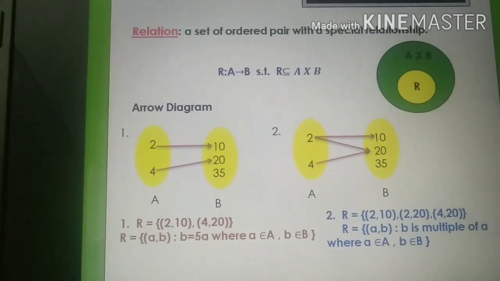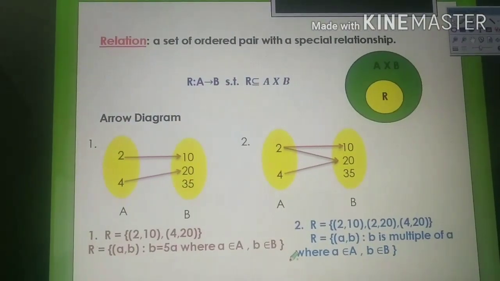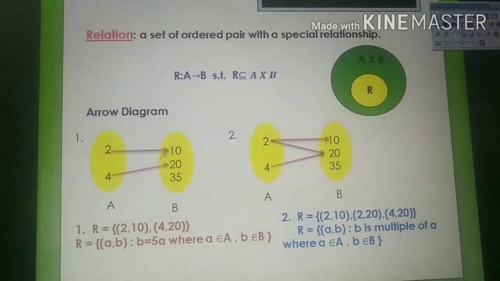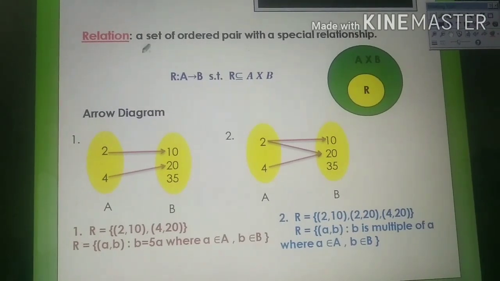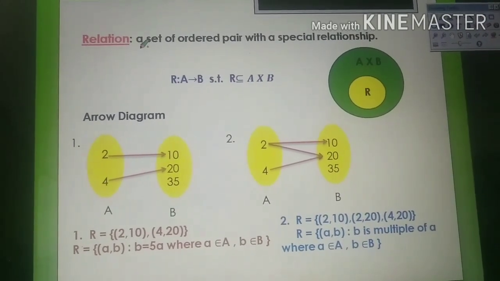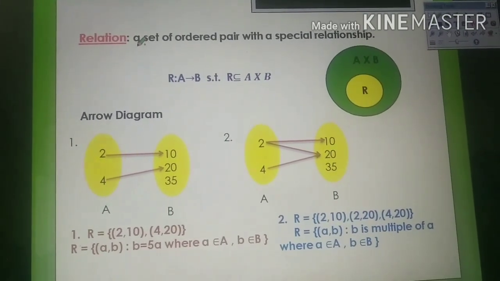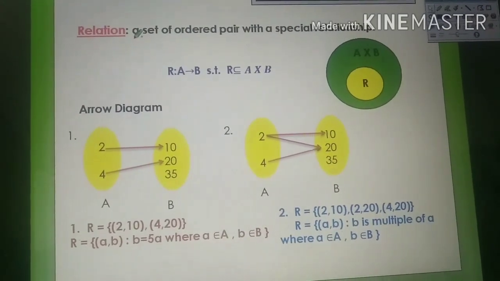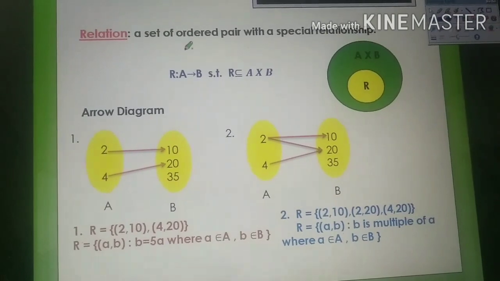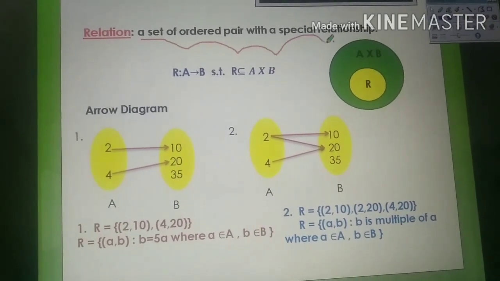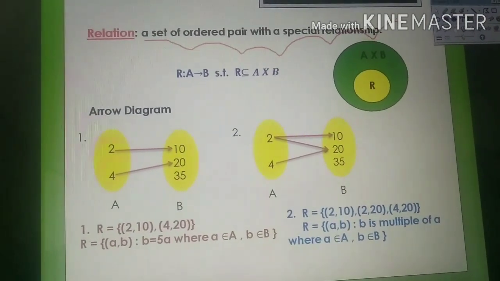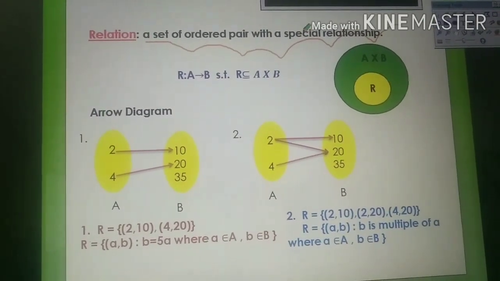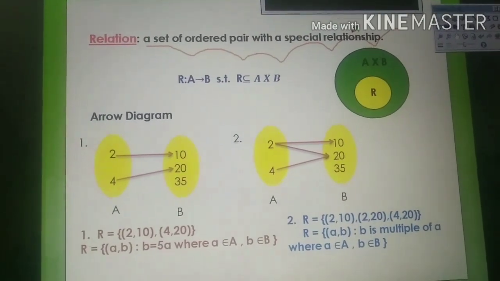After the Cartesian product, let's revise relations. Relations come from Cartesian product. Relation is a set of ordered pairs with the special relationship.